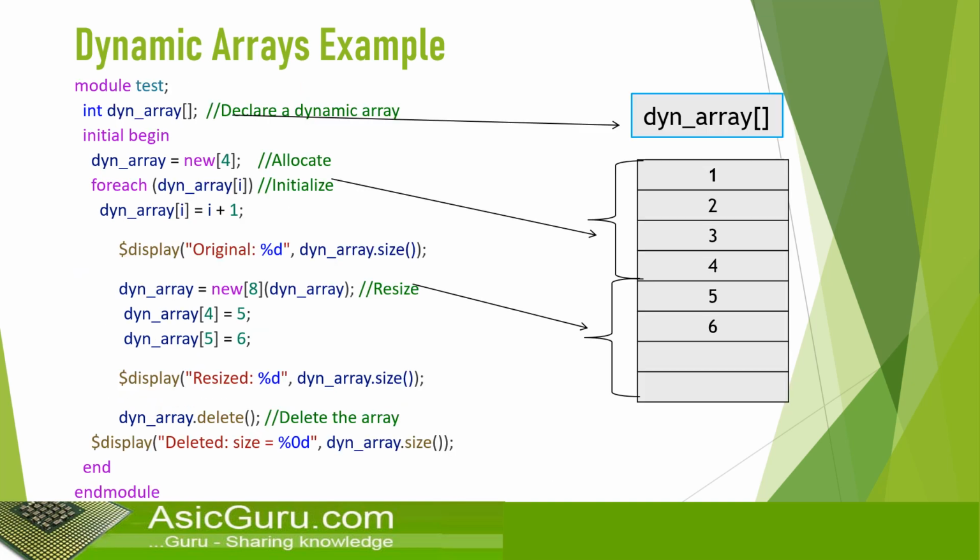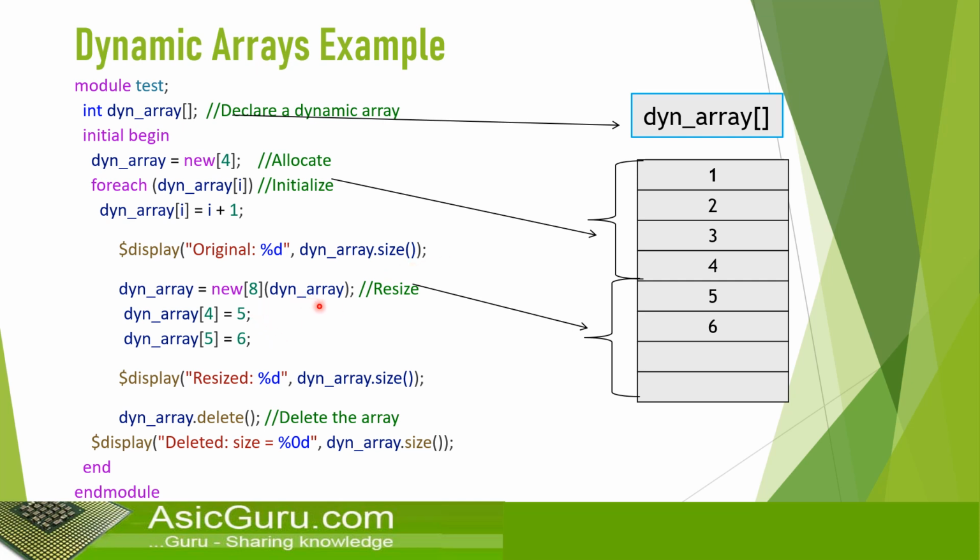So let's walk through a complete example of dynamic arrays in SystemVerilog. We start by declaring a dynamic array with this statement. So here we have not specified any size. Next, we are allocating memory for 4 elements indexed from 0 to 3. Next, we are using a foreach loop, and inside this loop we are initializing the array with values 1, 2, 3 and 4. And the size method confirms we have 4 elements. So the $display statement prints the original array size.